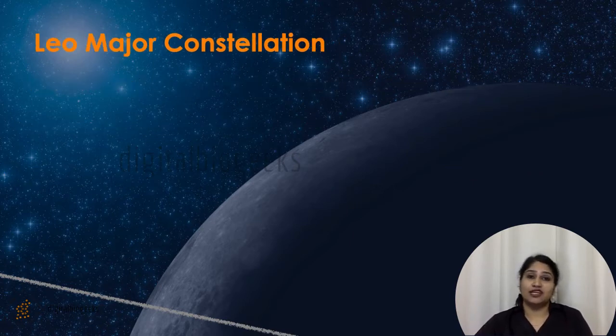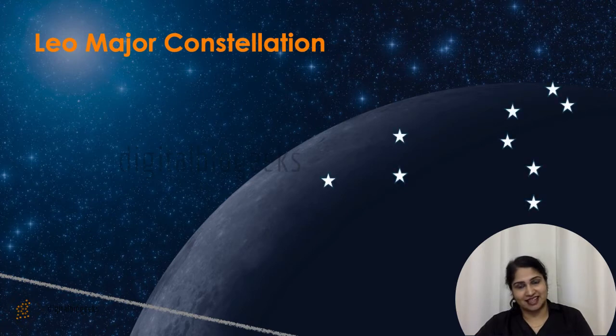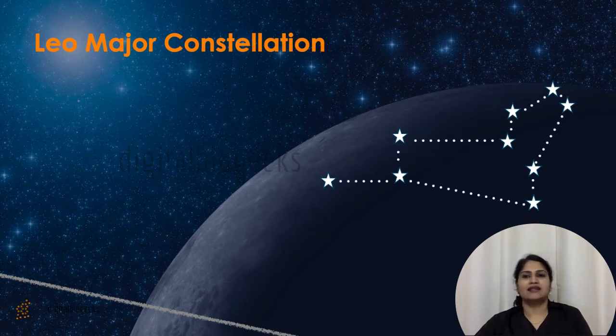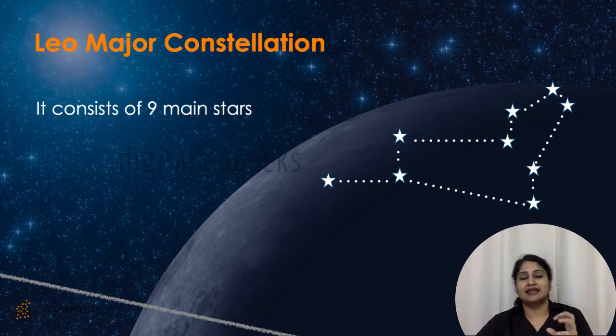Let's move on to Leo Major Constellation. This constellation is visible during summer late evenings. And Leo constellation has 9 main stars. Leo means lion. The stars are arranged in such a way that they appear to be like a big lion.